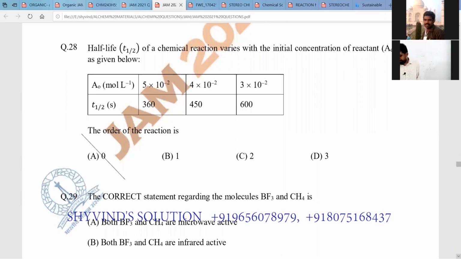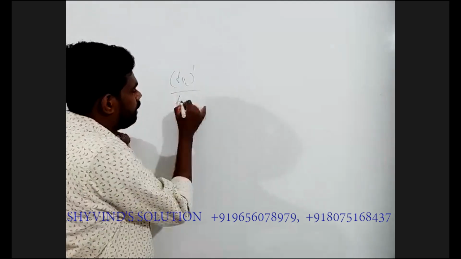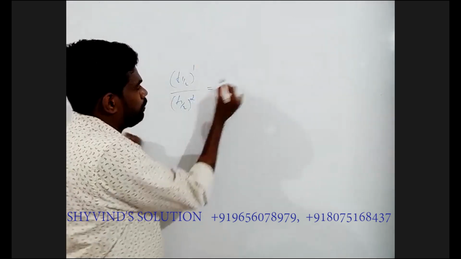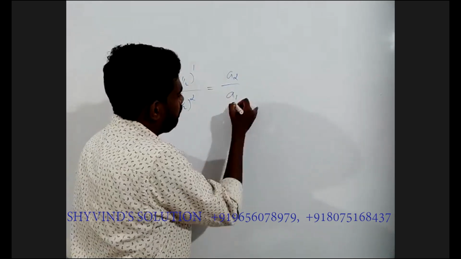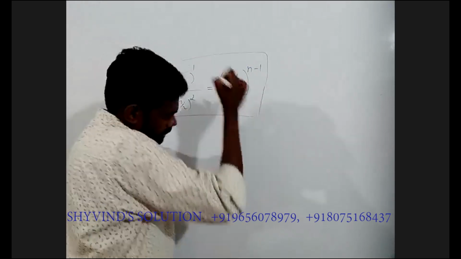Half-life of a chemical reaction varies with initial concentration of reactant as given below. Okay, so this is also not that difficult a question. This is also a simple question. So what is the relation between the T half and the concentration? That is what is asked. So we know T half 1 divided by T half 2 equals A2 by A1 raised to n minus 1. This is the relation to solve this question. So it is very easy.